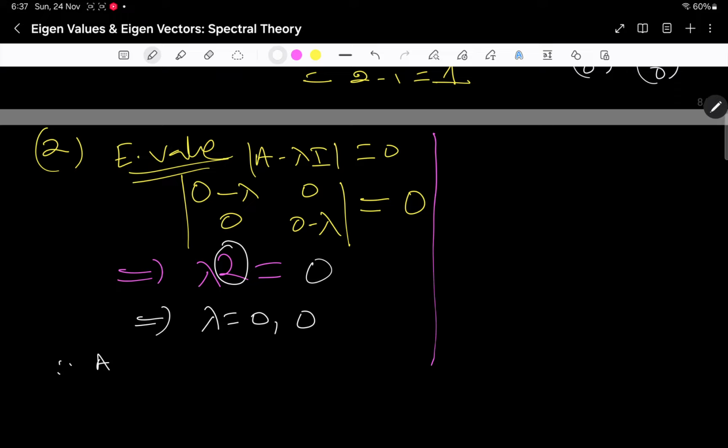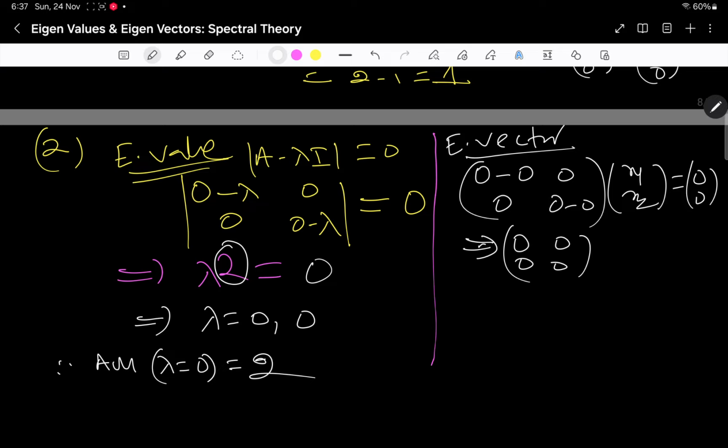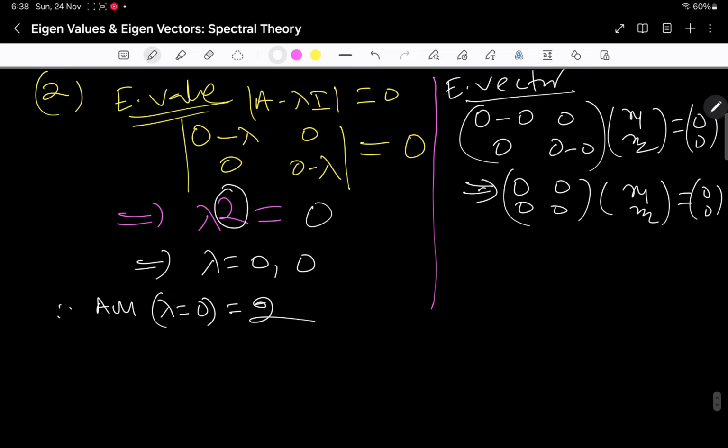So therefore the algebraic multiplicity for lambda equal to 0 is 2. What happens to the geometric multiplicity? What happens to my eigenvector? This is 0 minus 0, 0, 0, 0 minus 0, with x1 x2 equal to 0 0. So what will happen here? We are getting 0 0 0 0, so 2 rows are 0. So immediately we can say the geometric multiplicity of lambda equal to 0 is 2 here, since we are getting 2 zero rows.